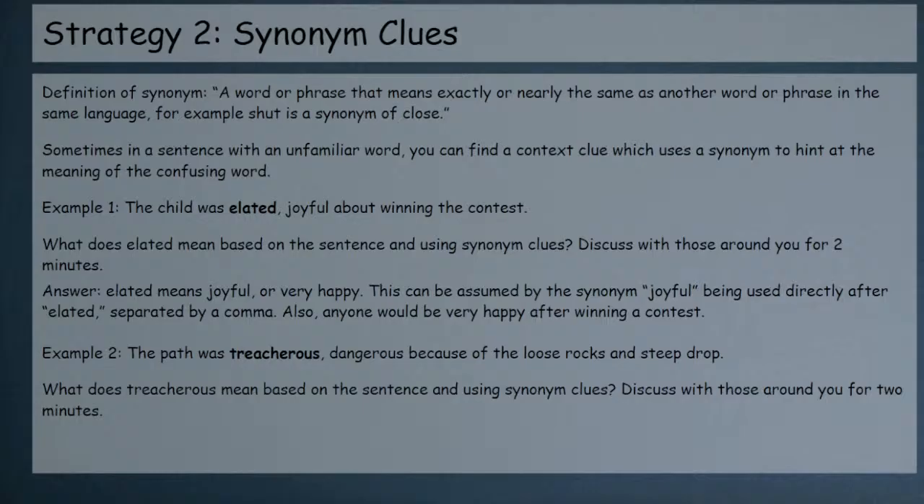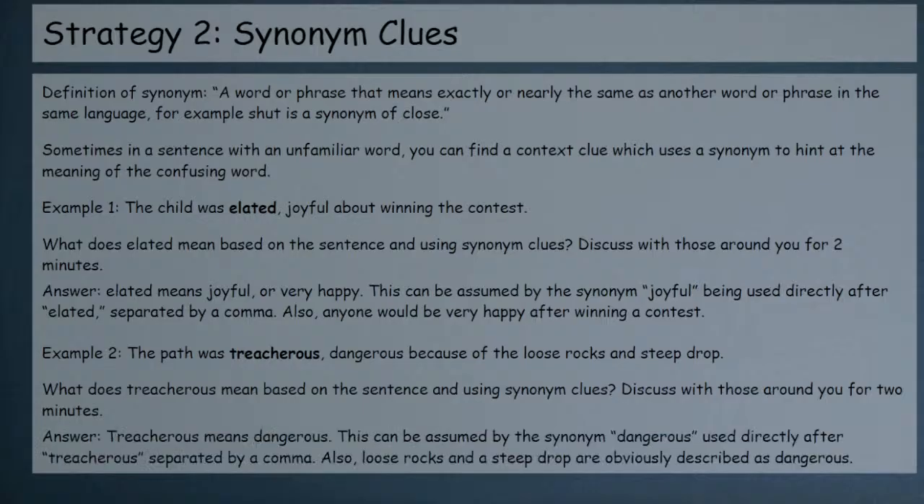Okay, let's discuss this together. The answer is treacherous means dangerous. This can be assumed by the synonym dangerous used directly after treacherous, separated by a comma. Also, loose rocks and a steep drop are obviously described as dangerous. So if you're going on a path and there's loose rocks and a steep drop, if you step on one of the loose rocks, it can be dangerous because you might fall down the drop, right? That's why it's described as dangerous.